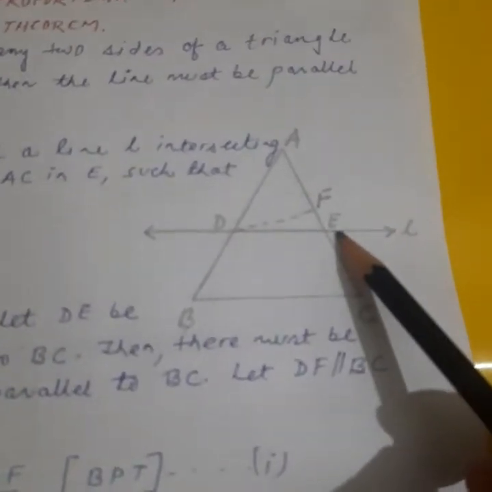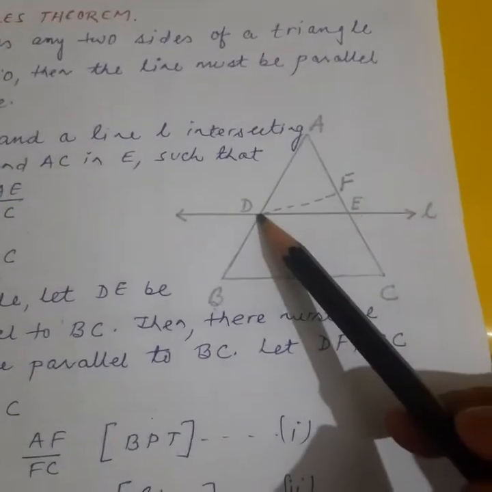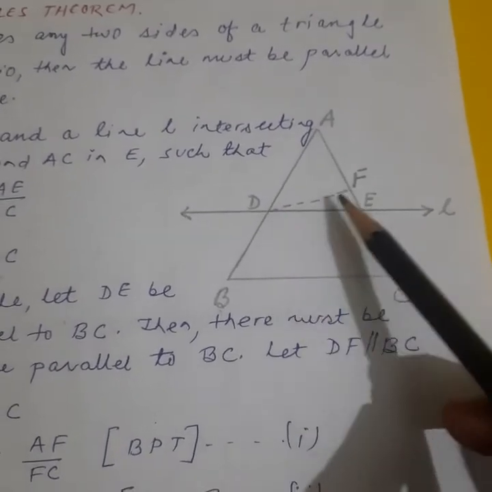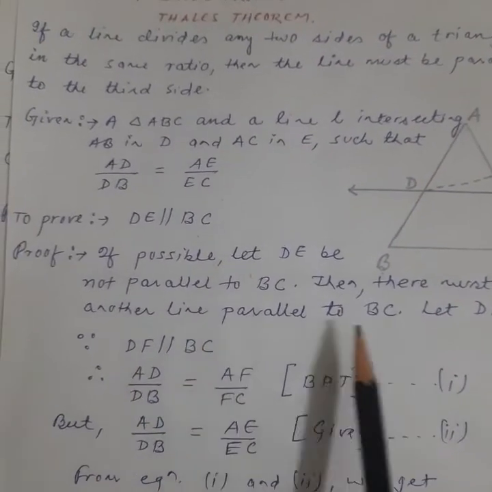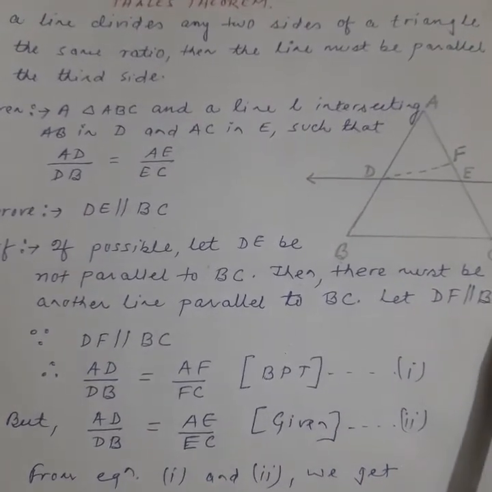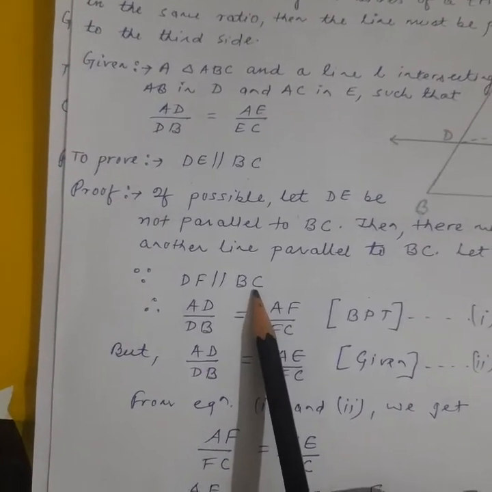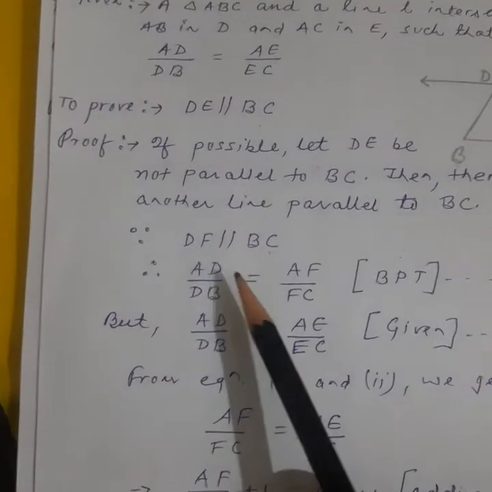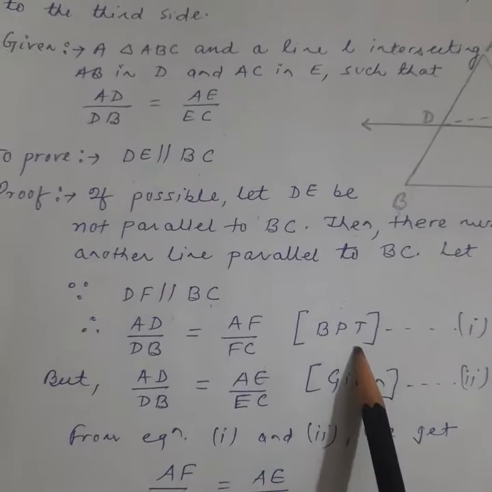If DE is not parallel to BC, then there must be a line coming out of point D which will be parallel to BC. Let us say that line is DF. Let DF be parallel to BC. Now, since DF is parallel to BC, according to BPT, we can say that AD by DB will be equal to AF by FC. AD by DB equals AF by FC. This we have studied in the basic proportionality theorem.